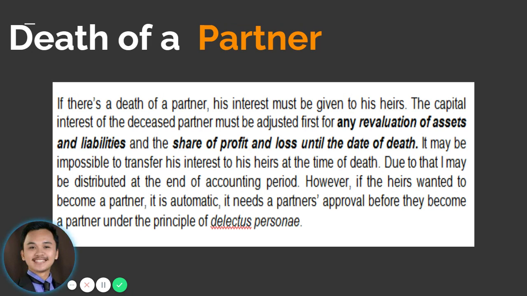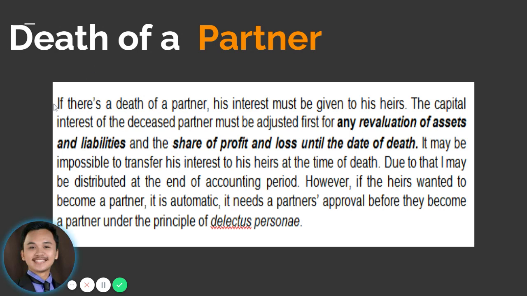However, if the heirs want to become a partner, it is not automatic. It needs the partners' approval before they become a partner under the principle of delectus personae. So again, under death of a partner, obviously if the partner dies, the partnership will also be dissolved. Even if the heirs of the deceased partner want to become a partner, before that could happen, the other remaining partners must approve the admission of the heir as part of the partners in the partnership.